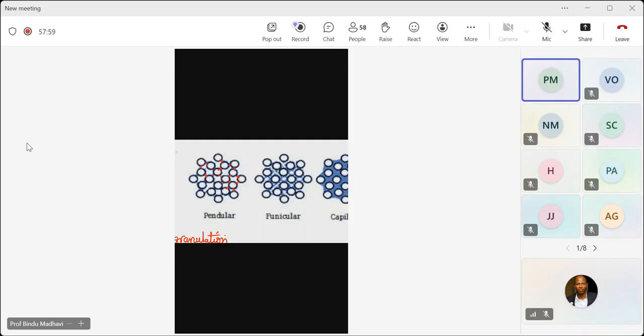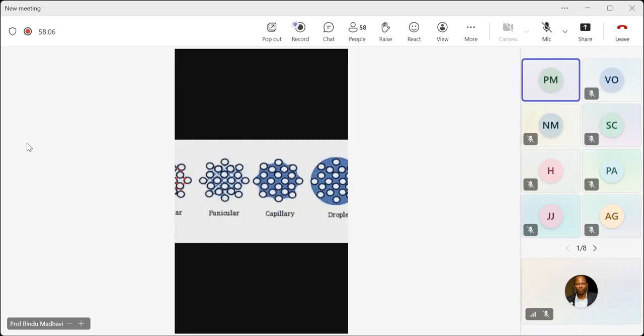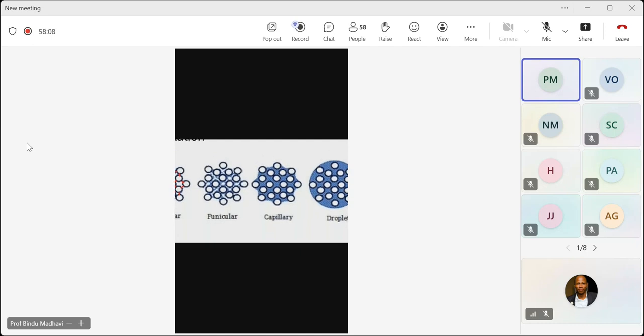So we add a further amount of liquid binder. Now you can see the second stage, which is called the funicular stage. In the funicular stage, the liquid bridge is thickening. You can see the formation of thick bridges of liquid between the particles. Can you see those bridges? Yes, we can see the bridges. This stage is called the funicular stage.